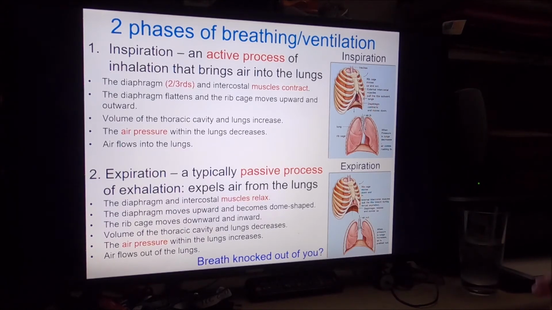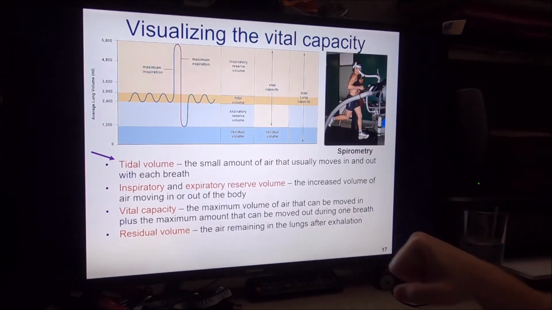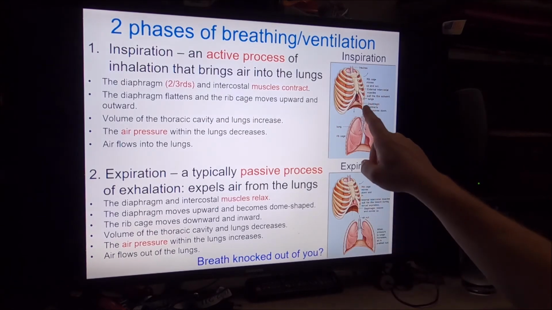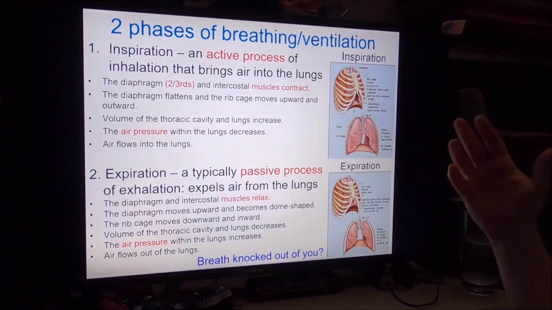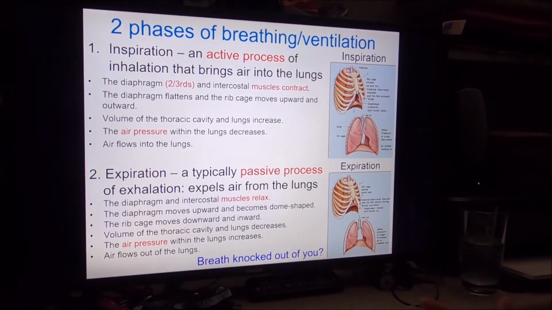And the reason I mention this is because at some stage in your life, you've probably had the breath knocked out of you. Now, what does that mean? If I had this person and I gave him a good punch right below the xiphoid process, you're going to shock what's called the solar plexus, and that sends the diaphragm into a spasm. It knocks the breath out of you.